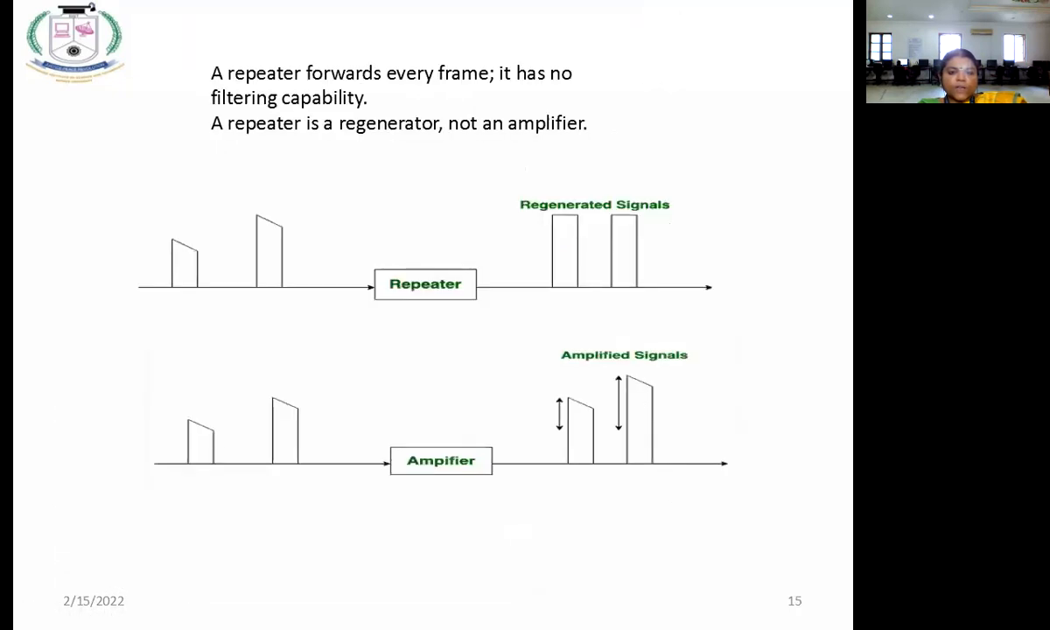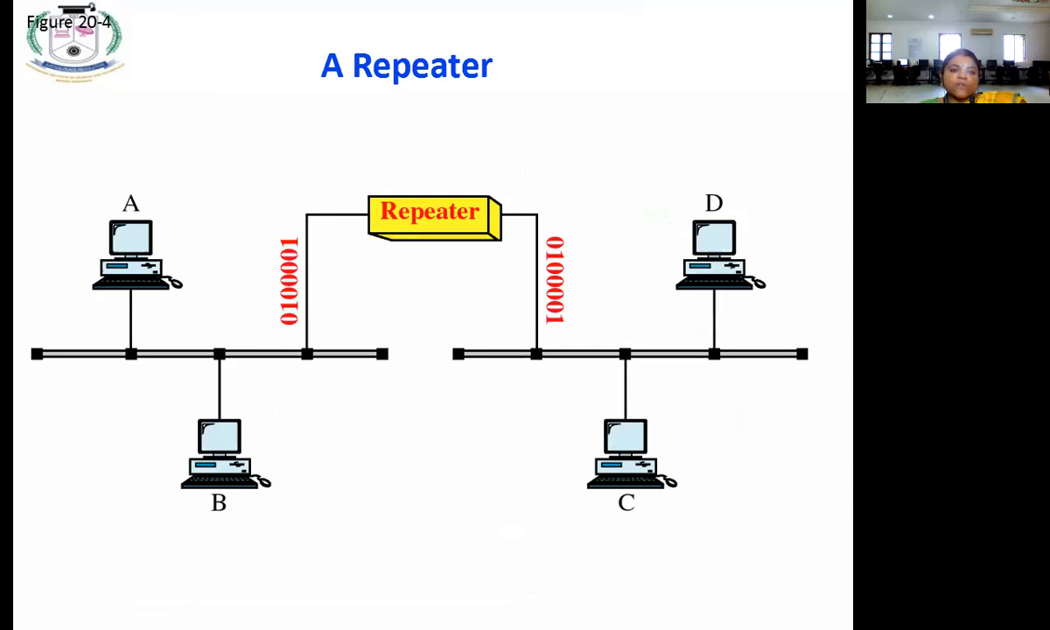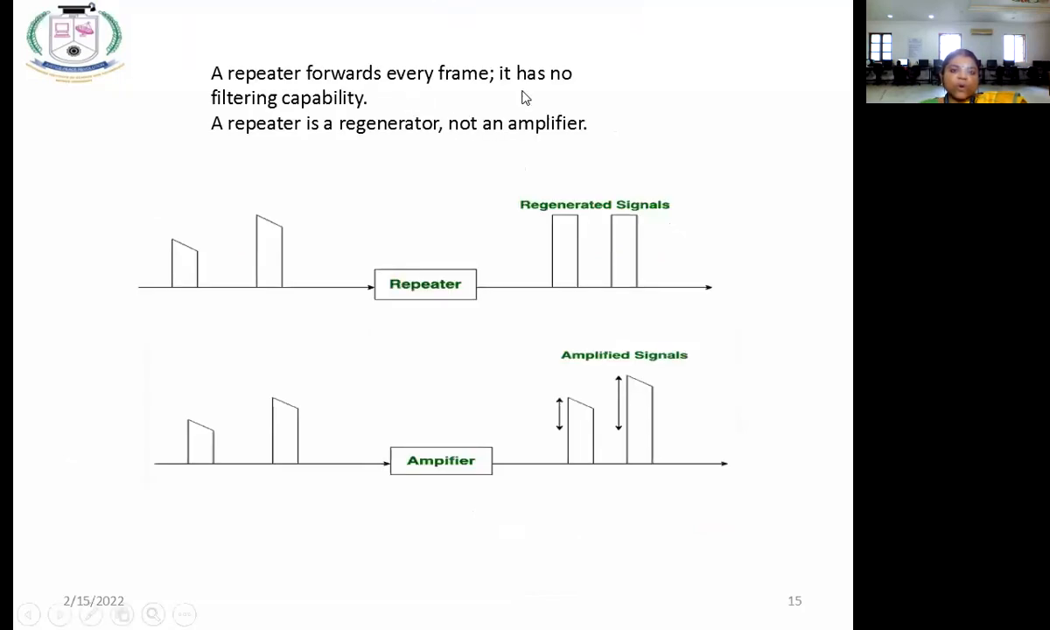We'll move on to the next slide. So just look at this slide. Here there is one frame, this is a second frame, and we are using a repeater here. What is happening with the repeater? It just repeats the two frames and we get the regenerated signal. What is happening with an amplifier? We are getting the improved version; the amplitude, the signal strength, is improved in an amplifier. One other example.